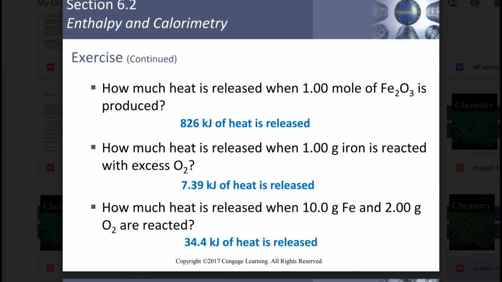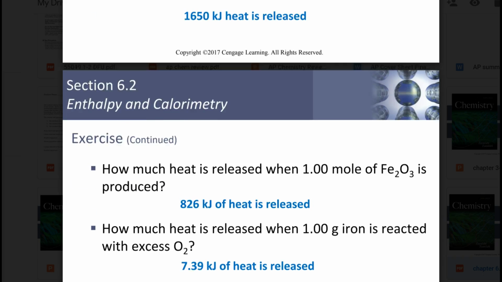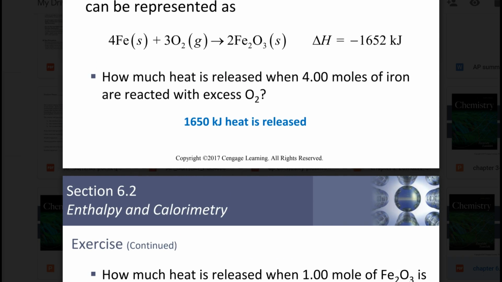Why did you divide it by 3? Because, back to this reaction, it produces 1650 per 3 moles of O2. Not per mole. This is not molar enthalpy. It's the enthalpy for the reaction. The reaction has 4 moles of Fe, 3 moles of O2, and 2 moles of iron oxide. Right? So nothing is per mole in this case. Got it? Yes? All right.